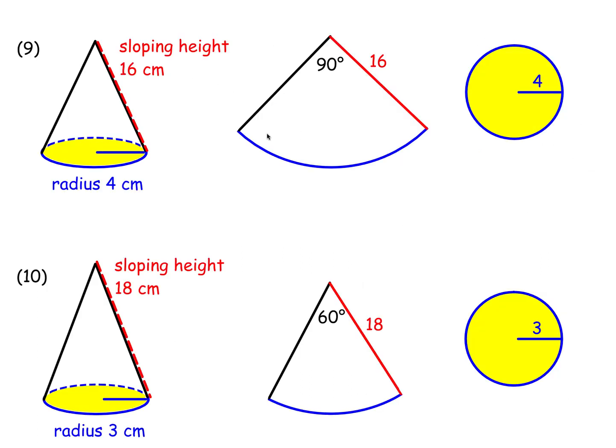Cones are a bit trickier, so there's a cone there and it shows you the angle in the sector that's involved. As I say, it could be worked out from the 16 and the 4, that would be 90 degrees. It's simply that the radius is a quarter of the sloping height, so it's a quarter of a circle. Here, the radius is a sixth of the slope, so it's a sixth of the circle.